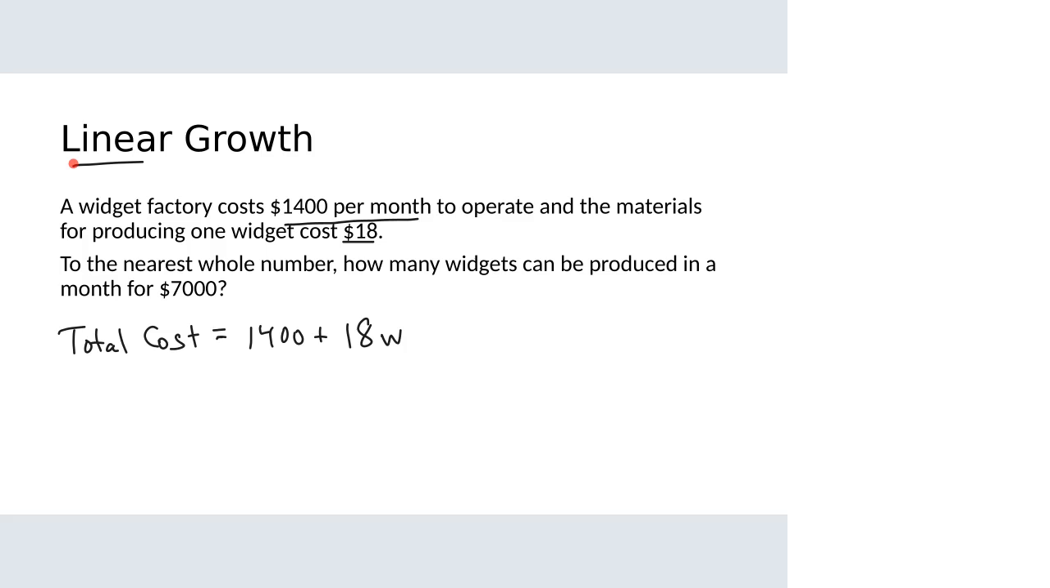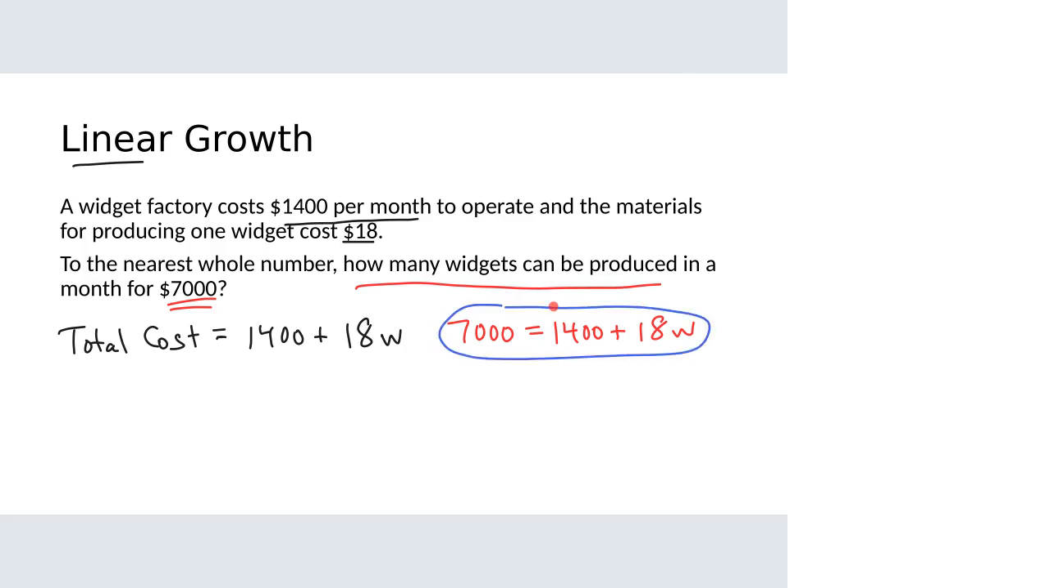Now this one's a little bit different. This didn't say how much would it cost if you made 1,000 widgets. It said how many widgets can be produced if your total cost is $7,000. So if all you have is a budget of $7,000, how many widgets could you make? So this time we're trying to find W. So we're going to have to solve an equation here. All right, well, the total cost, the budget I have is $7,000. And that's 1,400 plus $18 per widget. So I have this equation over here that I need to solve for W.